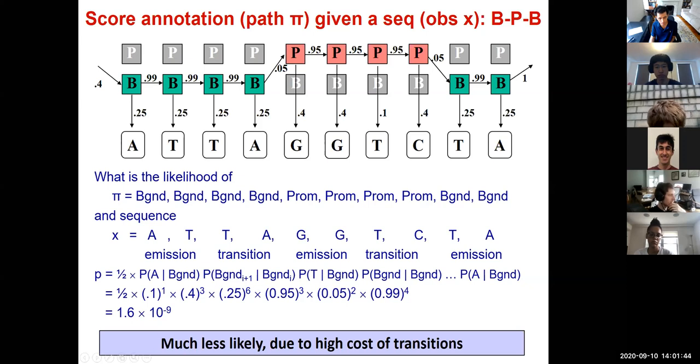And this is actually much less likely than the old promoter version. The reason is that every single time I transition, I pay a much bigger penalty because I only have one chance out of 20 of transitioning. So if I transition twice, I pay a very large penalty rather than staying in the same state all the time. So let's see who's with me so far.